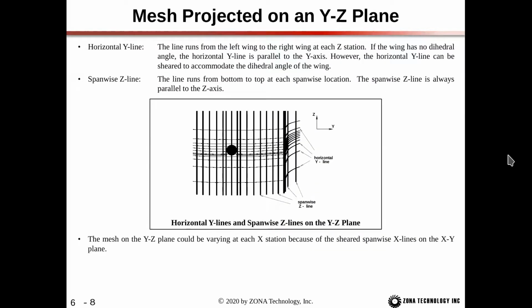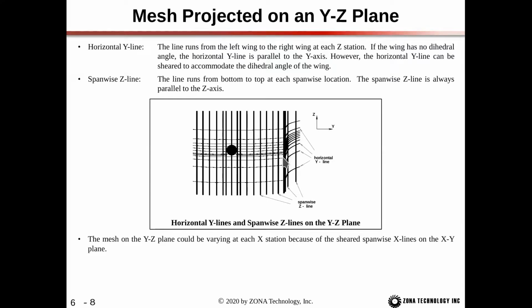Next we have the mesh projected on the YZ plane. So the horizontal Y lines are shown here. The line runs from the left wing to the right wing at each Z station, and if the wing has no dihedral angle, then the horizontal Y line is parallel to the Y axis. However, the horizontal Y line can be sheared to accommodate the dihedral angle of the wing. So in this example, when we get out, the wing has slight dihedral, and then when we get out to the winglet, we have very severe dihedral.